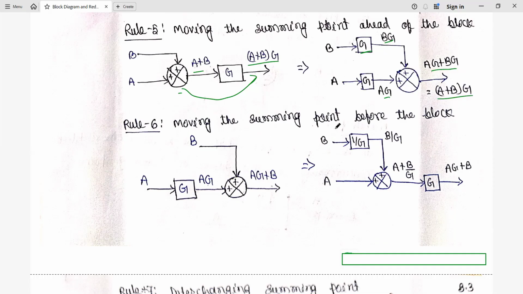And rule number 6 is saying that the summing point is going to move before the block. So when it is going to move before the block, what will happen here? When it was moving ahead, transfer function G was added. Now moving before the block, the transfer function 1 upon G is added. G is already here with the A. So when the summing point is moved to here, only that B path is being added with the 1 by G. So confusion should not come.